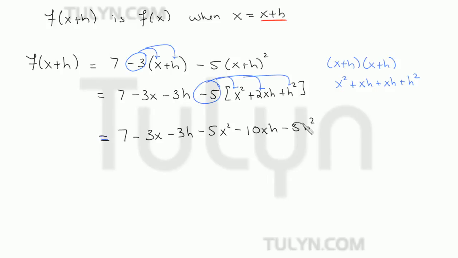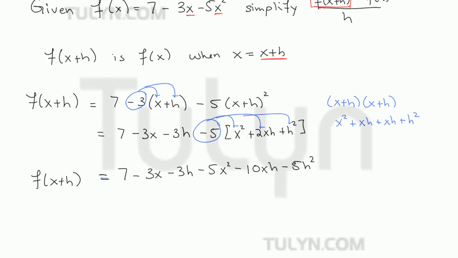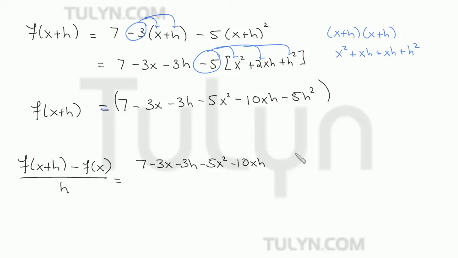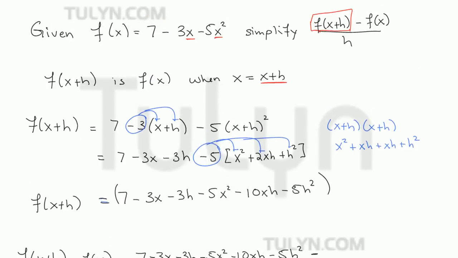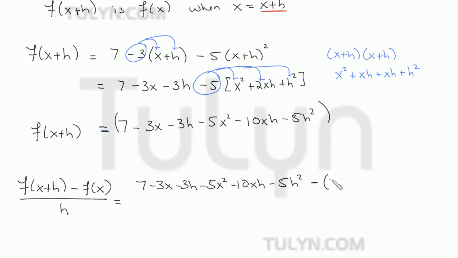Alright, so now we found our f of x plus h, but we're not quite done because we need to figure out this whole monster, right? So we want to evaluate f of x plus h minus f of x all over h. So we start by writing f of x plus h, which we figured out it's this thing. So we have 7 minus 3x minus 3h minus 5x squared minus 10xh minus 5h squared, and then minus f of x. But f of x was given to us at the very beginning, right? F of x is 7 minus 3x minus 5x squared.